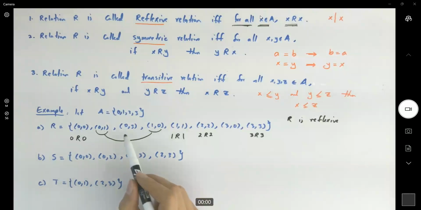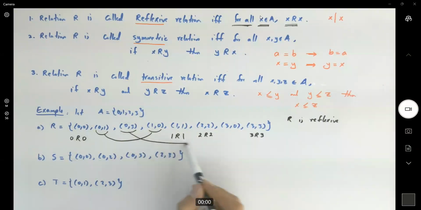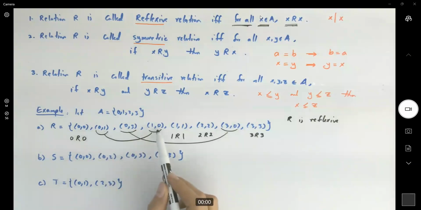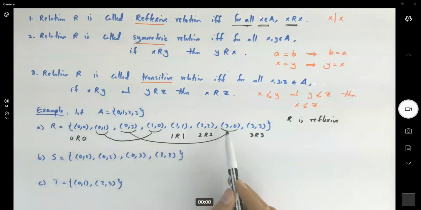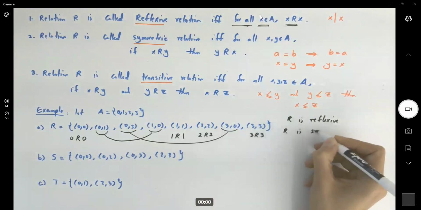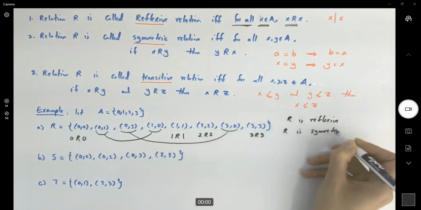What about here? 0 is related to 3. Also, you have 3 related to 0. What else? You don't have anything else. You had 0 and 1. You see 1 and 0. You had 0 and 3. You also see 3 and 0. So it is reflexive and symmetric.